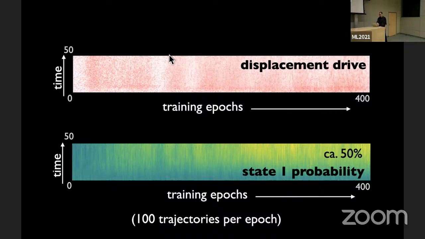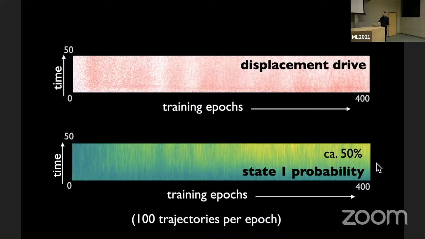So here's the displacement drive. It looks very noisy, but if you look at the probability of Fock state one, as training progresses, you see there's really progress. So at first it is rather low, meaning these dark colors. And at the end, you can come to higher probabilities of Fock state one. Okay, even such a simple program already gives you first encouraging results.